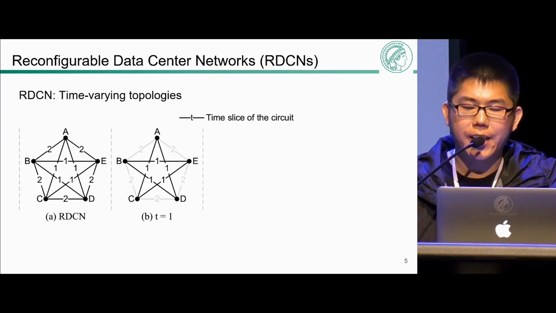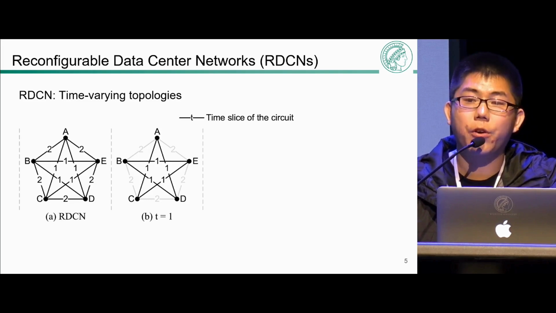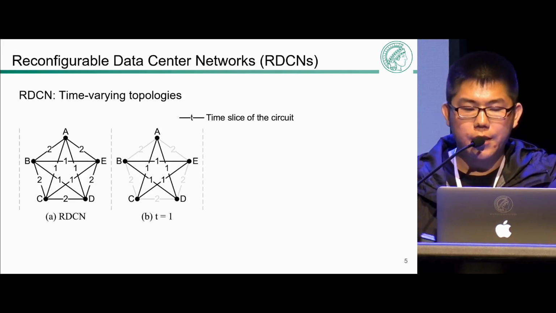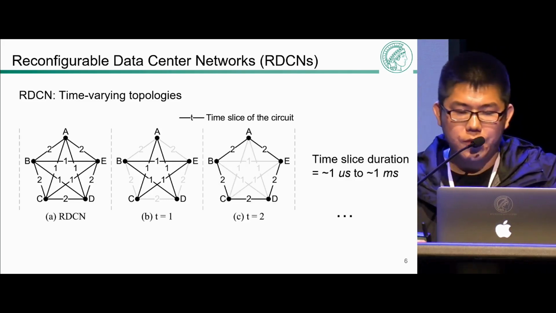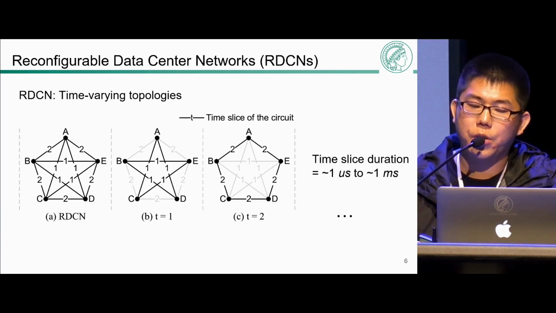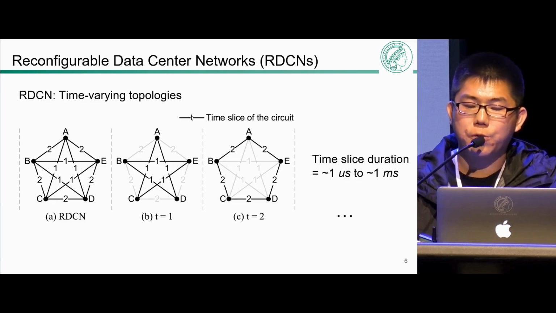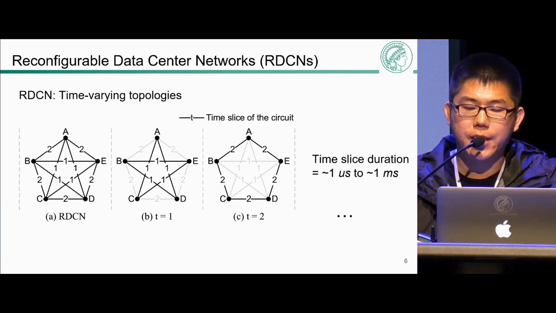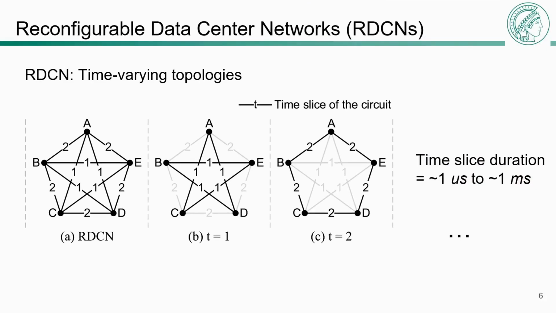RDCN can be regarded as time-varying topologies. For example, at time slice 1, we have the following topology. At time slice 2, the optical switches change the circuits, and we have a new topology. Each topology will last for one time slice, and typically, the duration is around 1 microsecond to 1 millisecond.